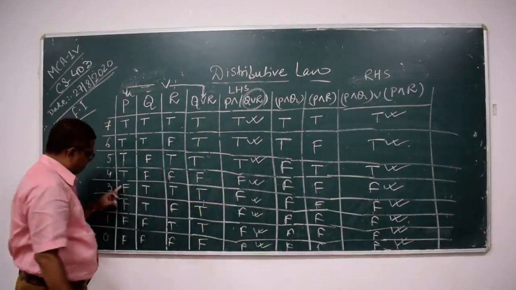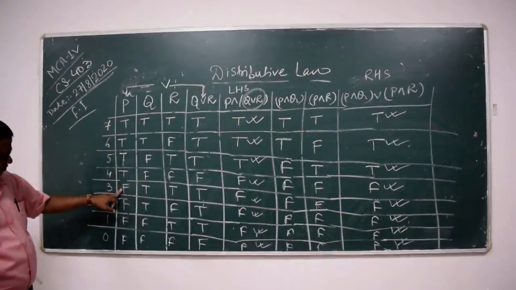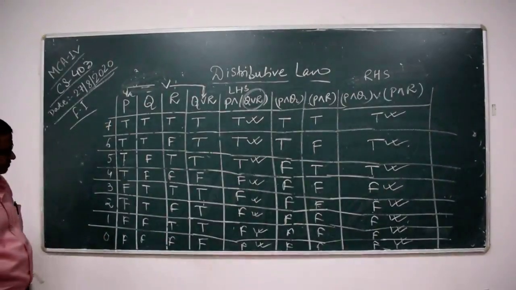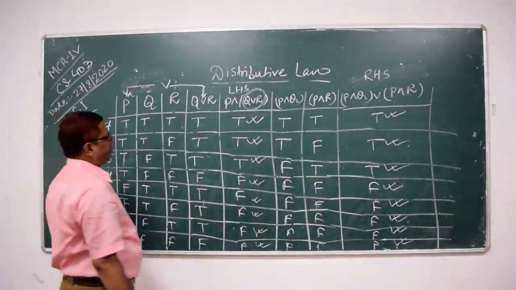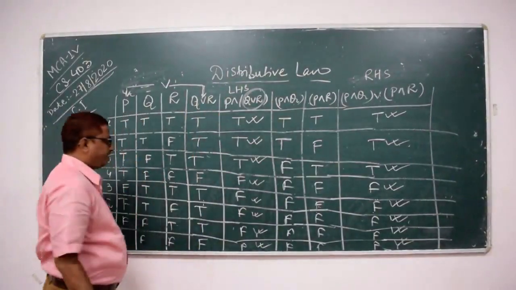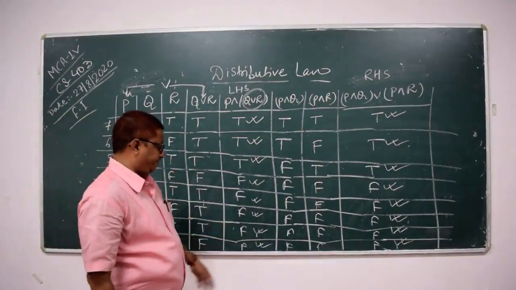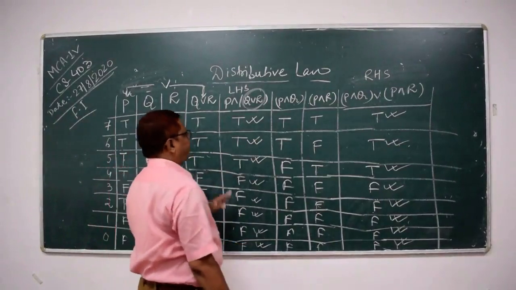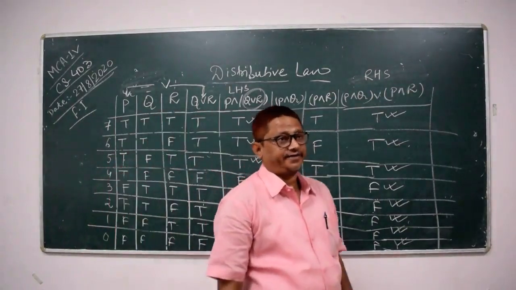Here the remaining all are F. F, 3 position is F, 2 position is F, 1 F, 0 is F. If either Q or R is F, then the final value is F. Final value is F. Now we have to prepare the left hand side.